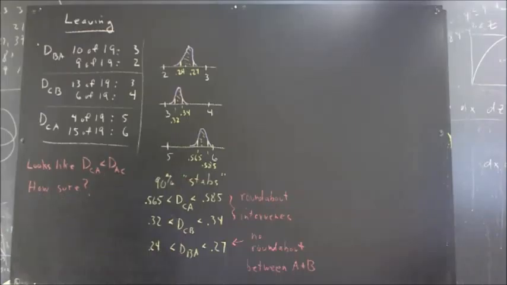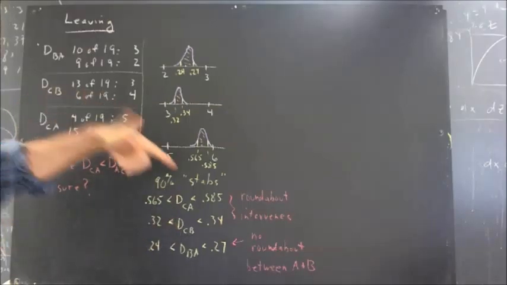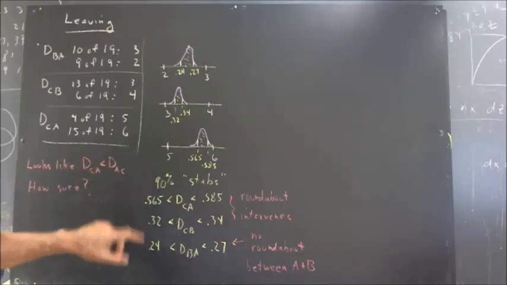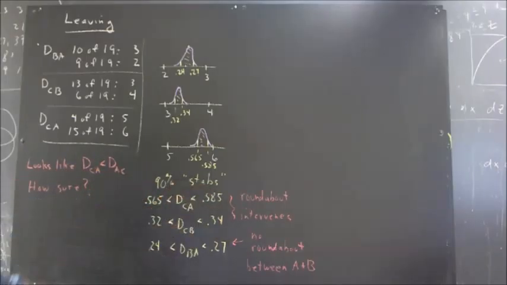And it looks like distance CA is less than distance AC, less distance going out than coming in. At the 90% level, here are the stabs we have. On these two, the roundabout intervenes. On this one, the roundabout does not.